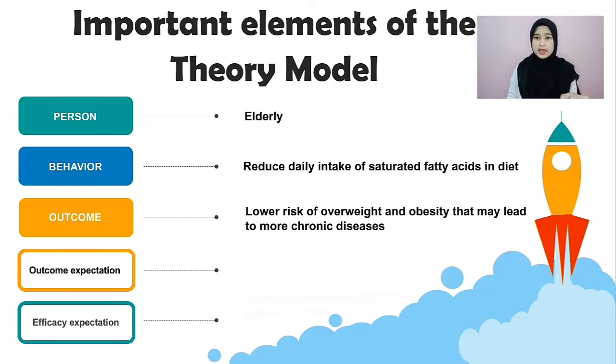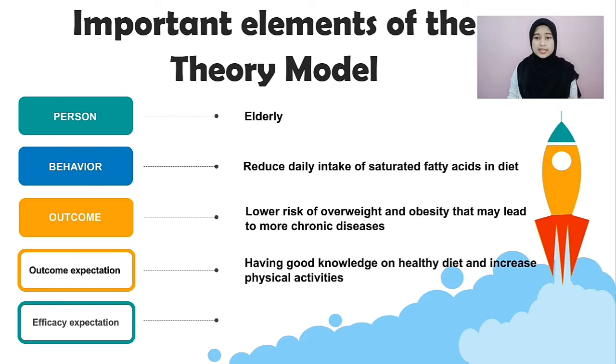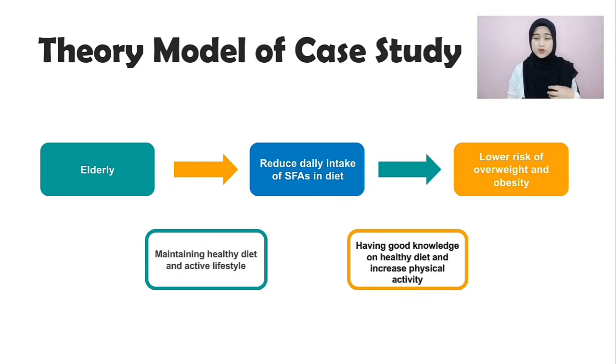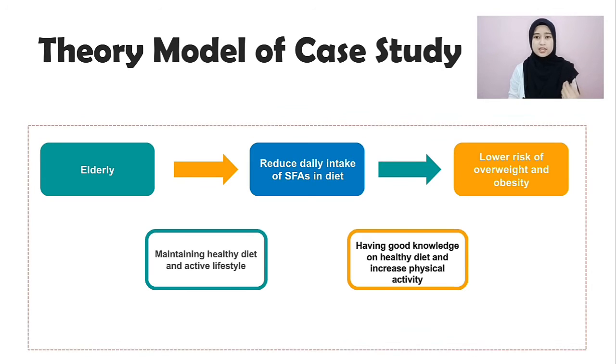They must believe that having good knowledge and increased physical activity will benefit their health. Here is the outcome expectation. And also that they are capable of maintaining a healthy diet and active lifestyle. So here we can see the efficacy expectation. Thus, from here, we come up with a theory model for our case study as shown below.